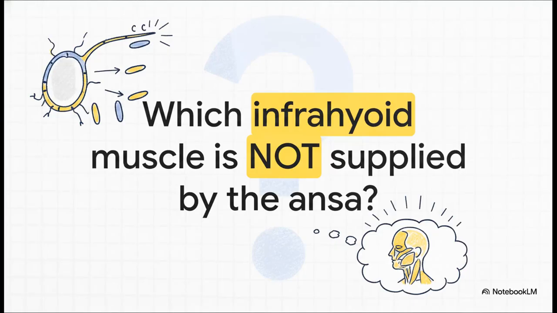We've navigated some incredibly dense neuroanatomy today. We dropped our pin on the carotid sheath, built that U-shaped loop, and wired up the strap muscles. Now, to really lock this into your long-term memory, I want you to ask yourself right now, which infrahyoid muscle is not supplied by the Ansa cervicalis? Go ahead, visualize the loop, picture those hitchhiking C1 fibers, and lock in your answer.